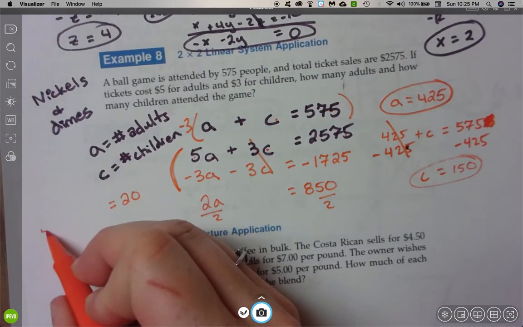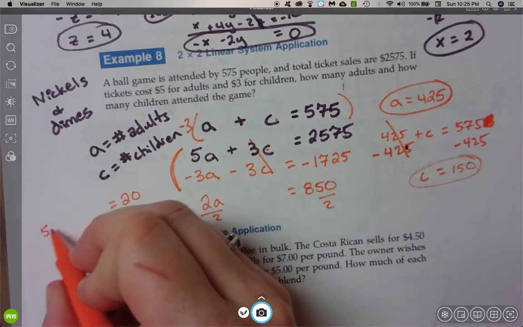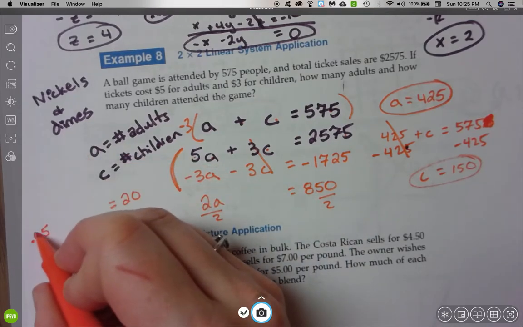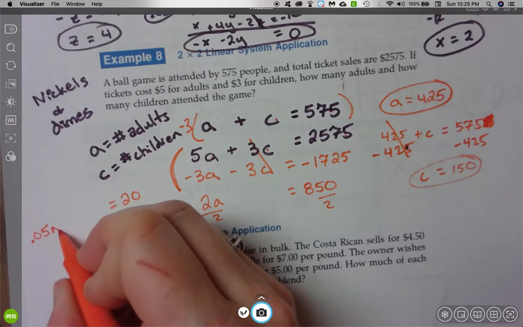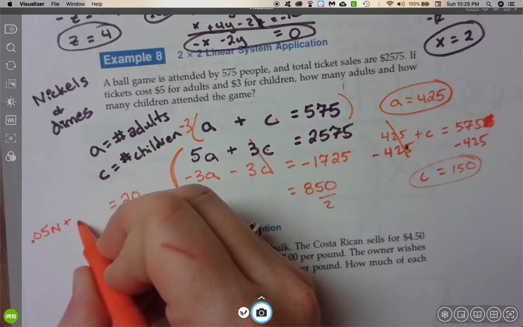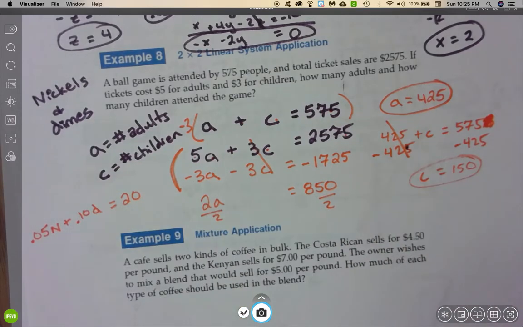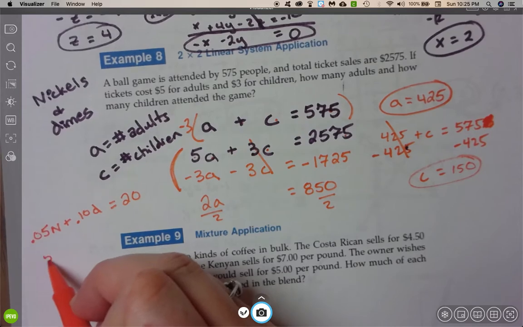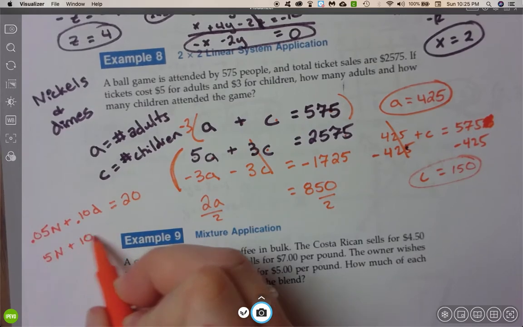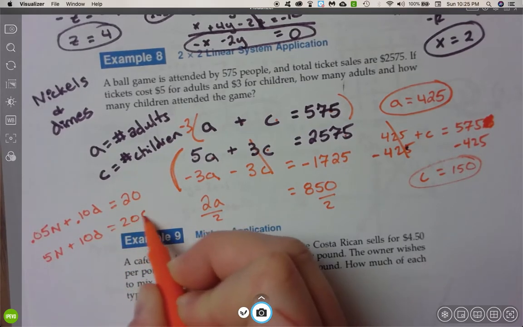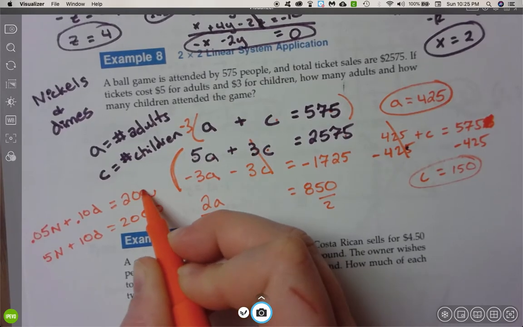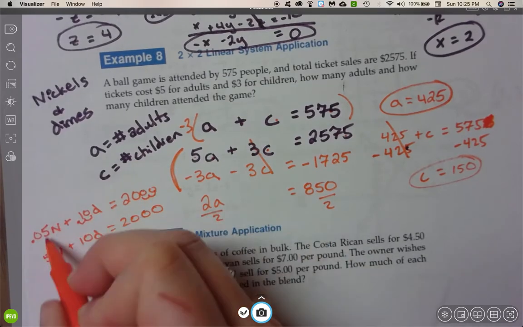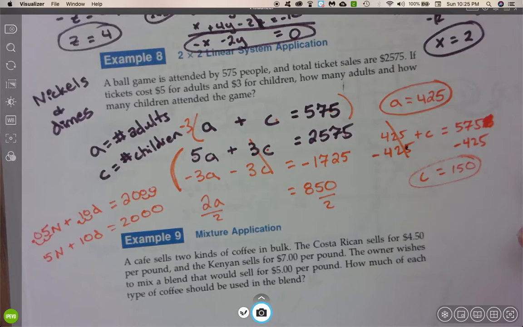5 cents is how much a nickel would be, but you would have to write it as 0.05 nickels plus 0.10 dimes equals 20 because it's a decimal. It's not a whole number. You could then, if you wanted to, write this as 5n plus 10d equals 2000, and you move the decimal 2 places on each spot. Okay, so that's kind of another example of a nickels and dimes problem.